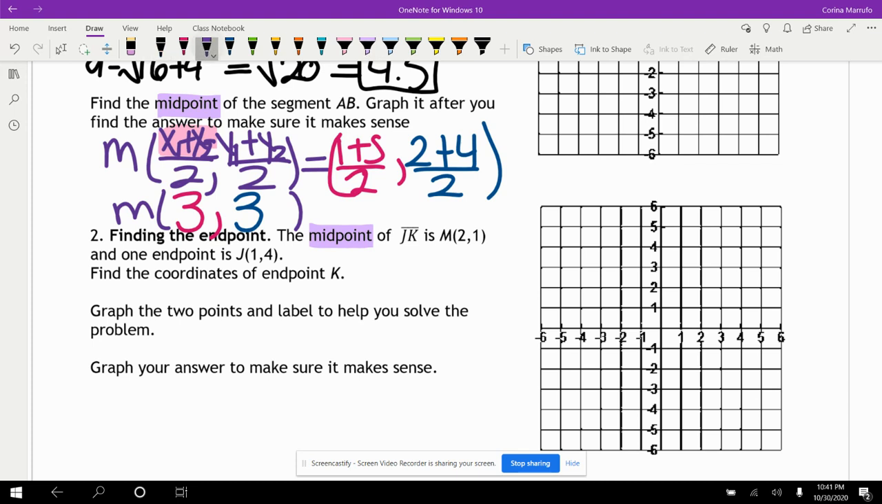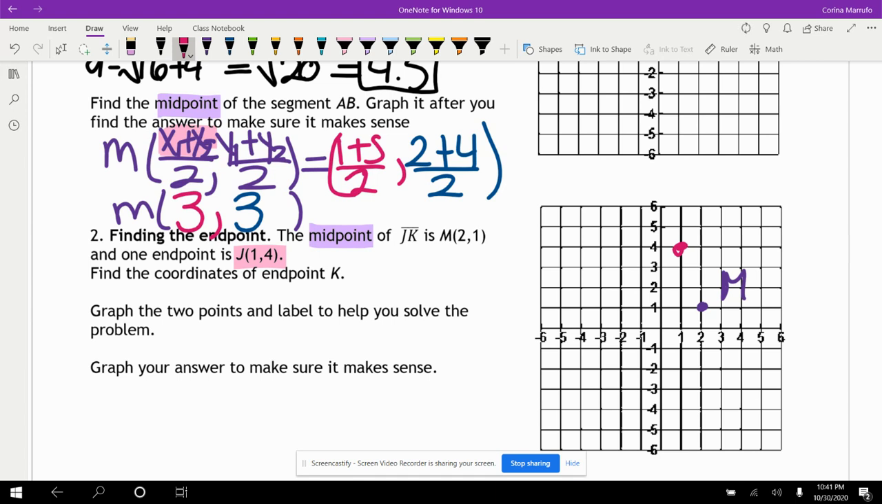So I'm going to go ahead and graph the midpoint real quick. So (2, 1). And to help you from making a mistake when you're doing these, if you label it and you put an M here for midpoint, that might help you just a little bit. And then it tells you one of the endpoints, which is J, is (1, 4). So I'm going to go ahead and graph (1, 4), which would be up here.